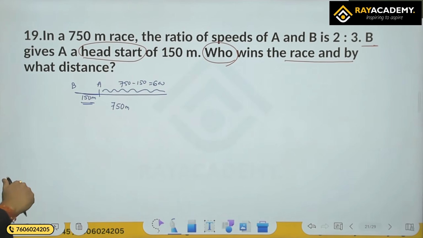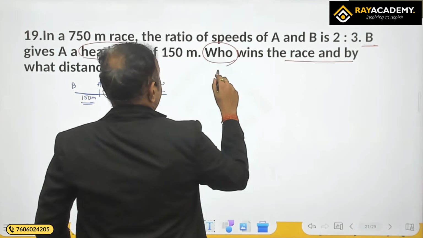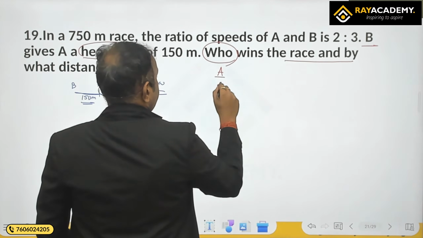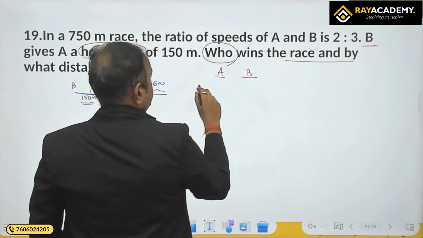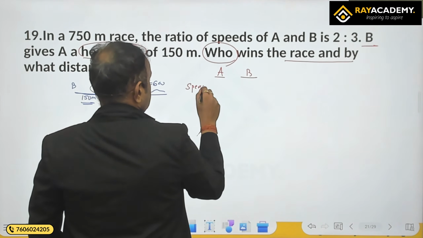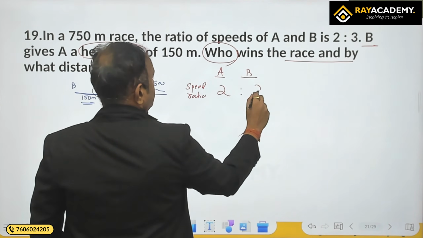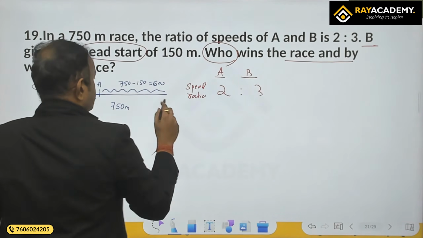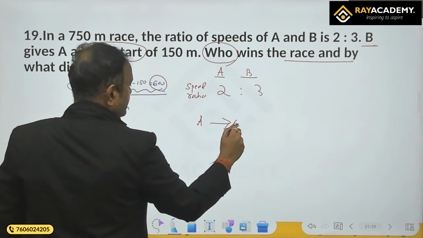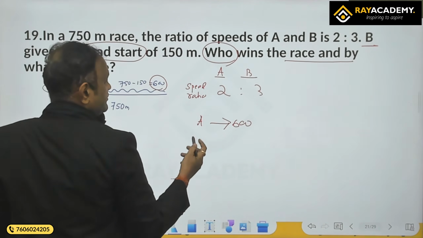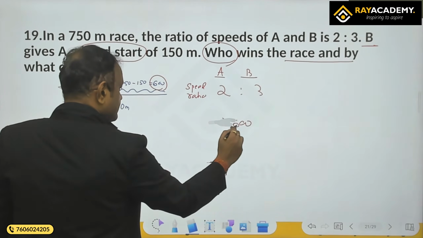Okay. Now we see the speeds of A and B. The speed ratio of A and B is given, 2:3. When A goes 600, that is the speed ratio given. Speed ratio is same as distance ratio. First you do that.